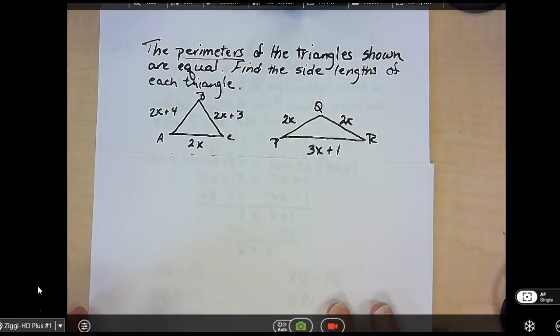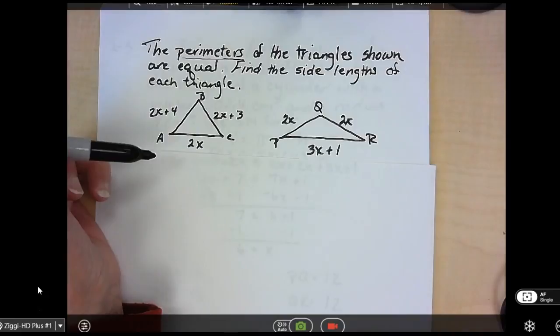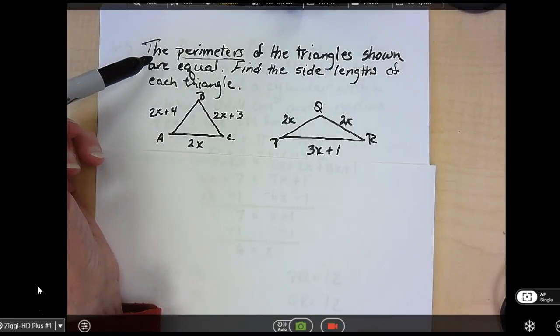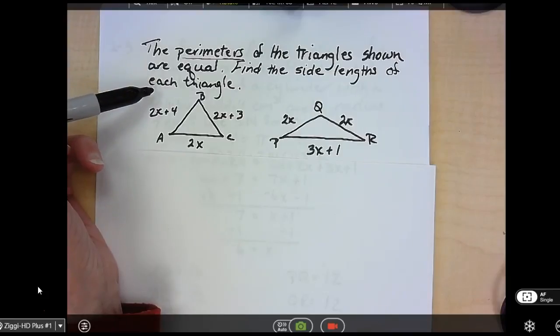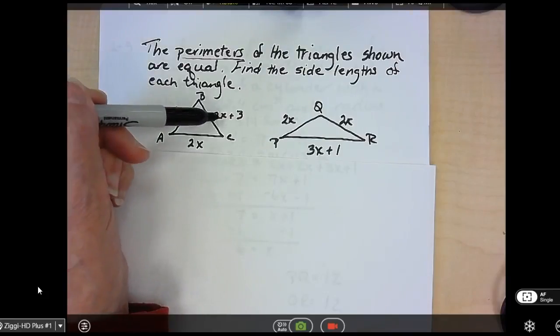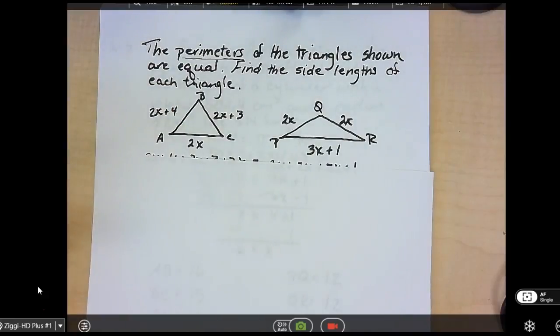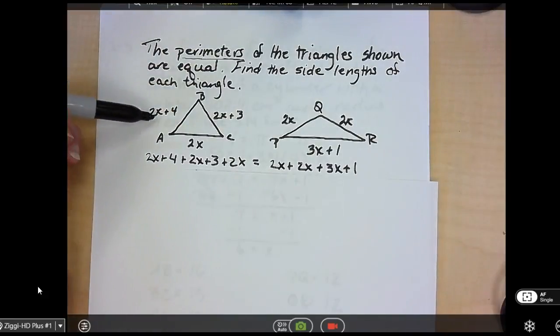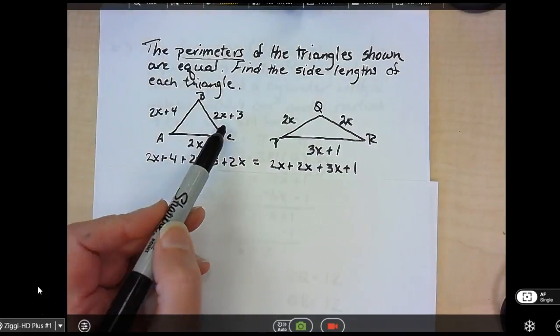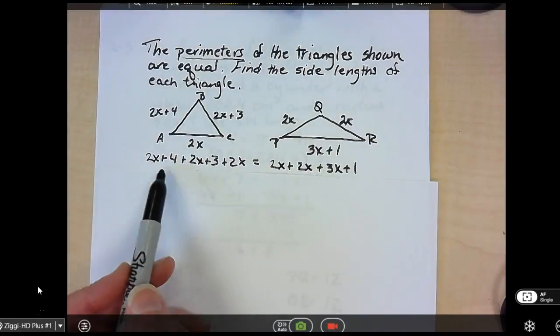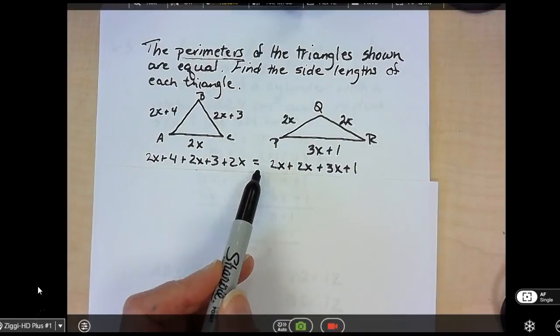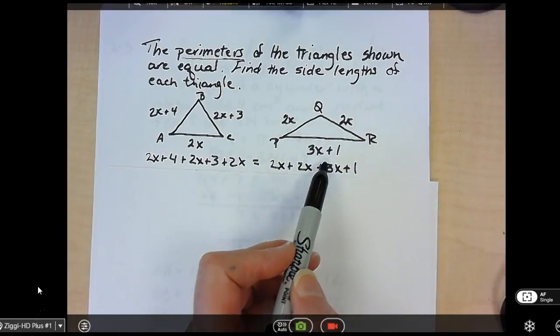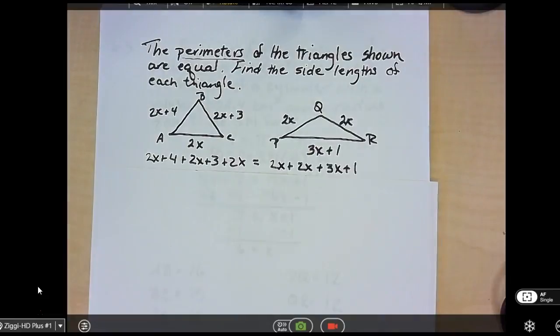With the geometry problems in this section, again, you'll have variables on both sides. The perimeters of the triangle shown are equal. Find the side lengths of each triangle. Again, perimeter is taking all 3 sides and adding them up. So that's what we're going to do. We're going to take 2x plus 4 plus 2x plus 3 plus 2x. And then it equals 2x plus 2x plus 3x plus 1.